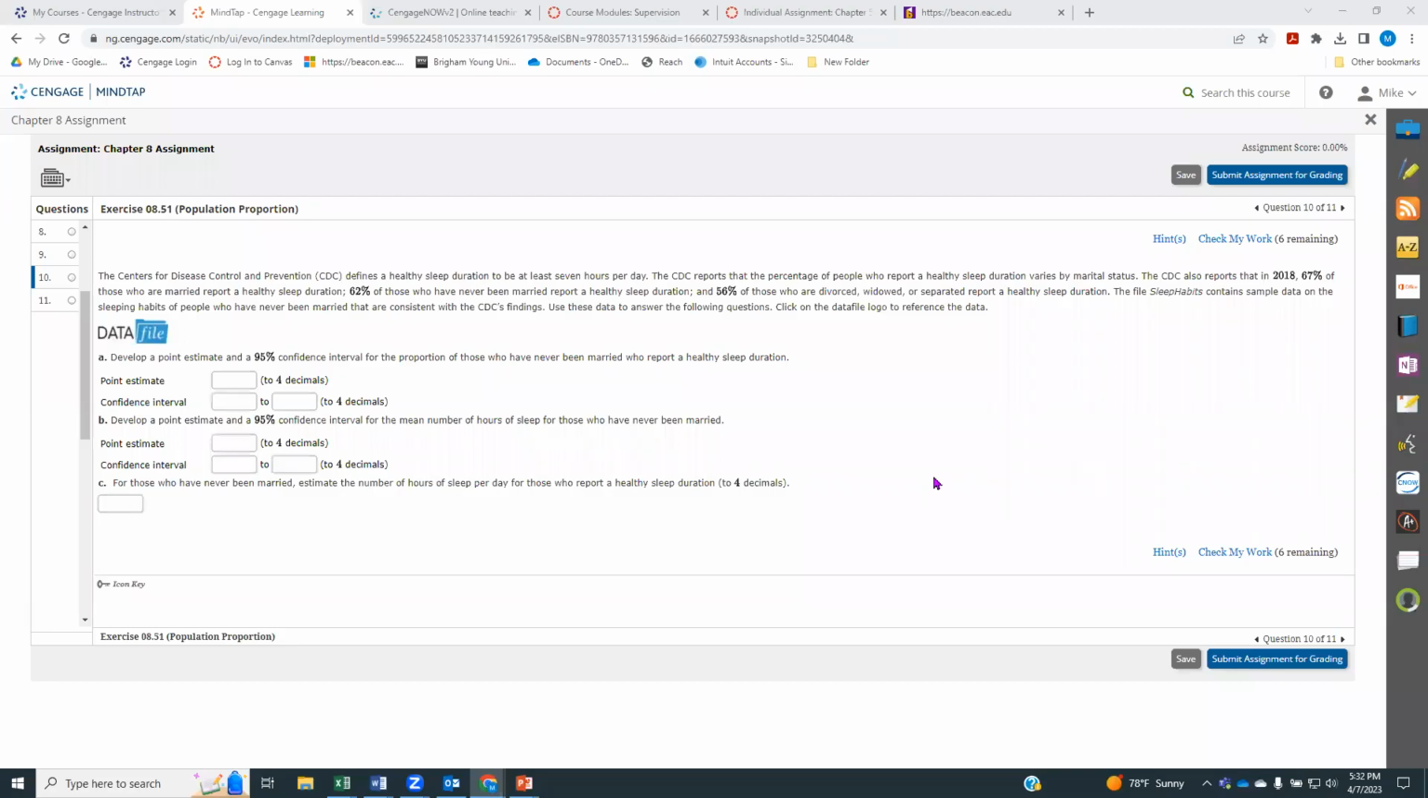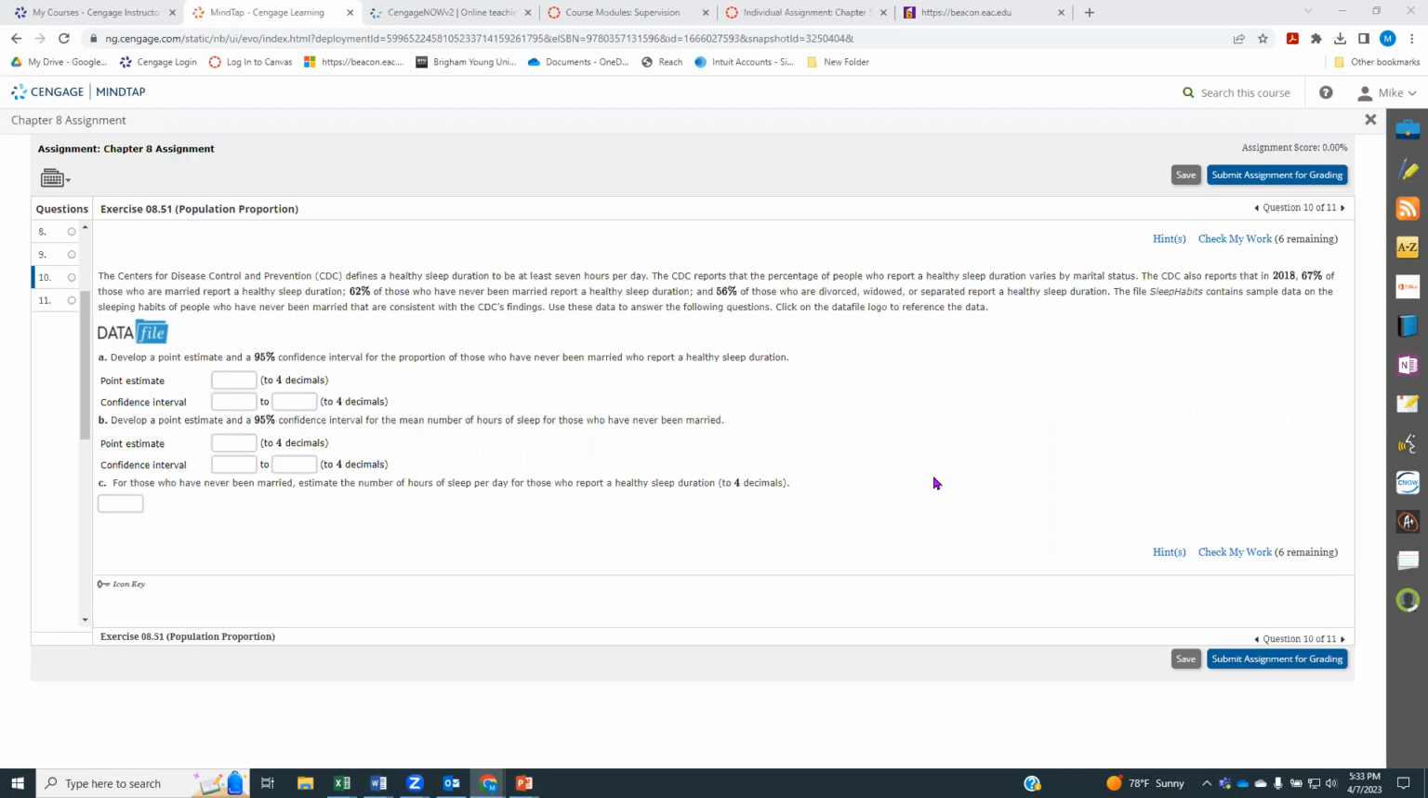Right, let's take a look at chapter 8, problem number 10. The Center for Disease Control and Prevention defines a healthy sleep duration as at least 7 hours. The CDC reports the percentage of people who report a healthy sleep duration varies by marital status. Surprise, surprise. The CDC also reports that in 2018, 67% of those who are married report healthy sleep.